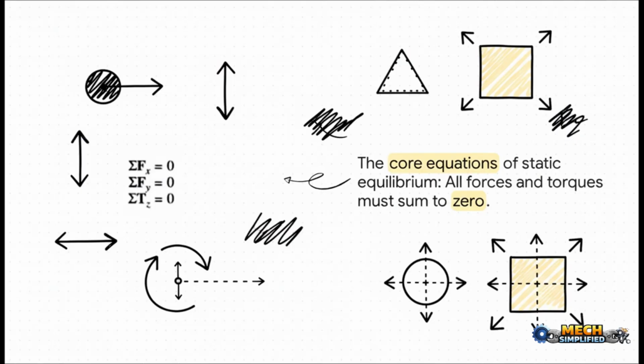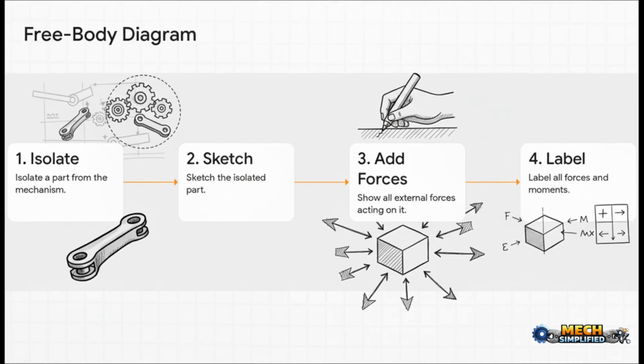And this is what that looks like in the language of math. Now, I know it might look a little intimidating, but trust me, the idea is so simple. That first equation just says all the forces going left and right have to add up to zero. The second one, all the forces going up and down have to cancel out. And that third one says all the twisting forces, or torques, also have to balance out. If you can make all three of those things true, your object is in equilibrium. It's not going anywhere.